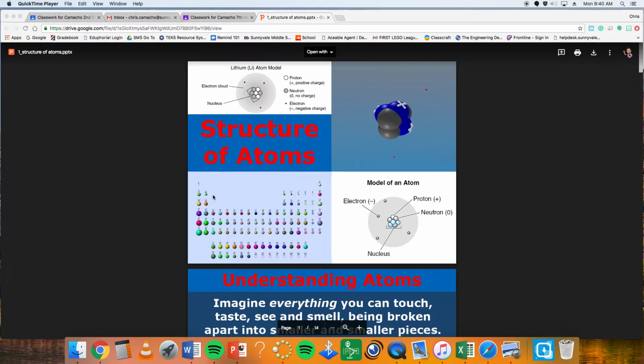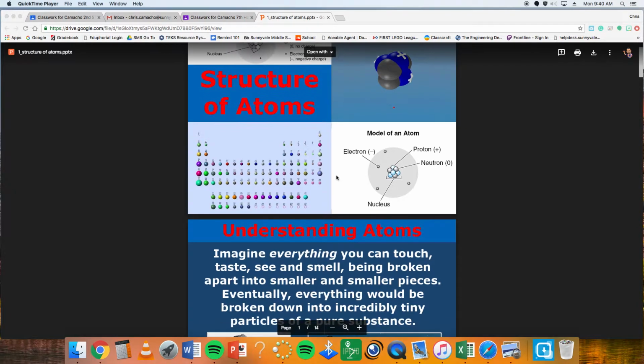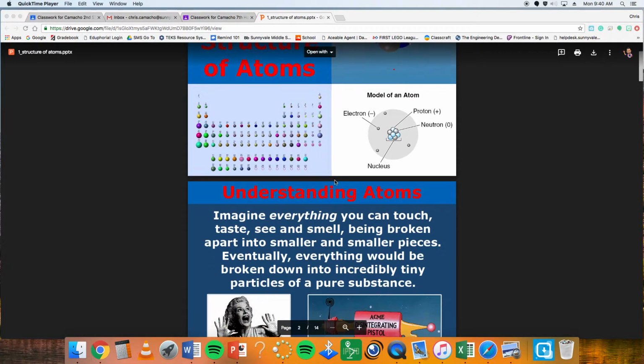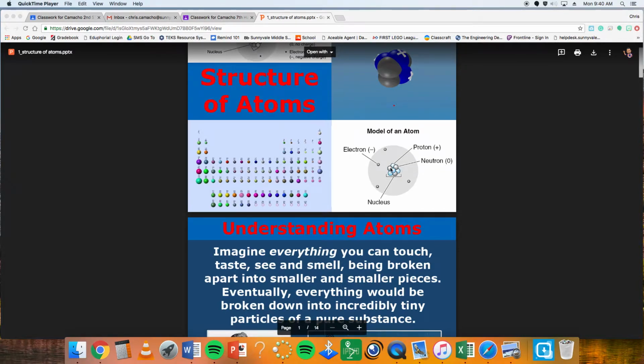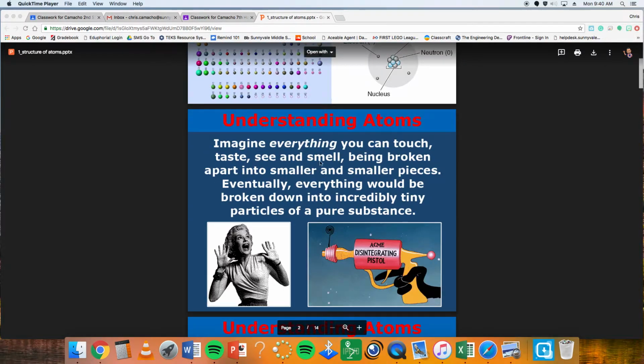You can't really tell too much, but this is kind of what it looks like from a Bohr diagram. You can see the nucleus here. You've got your protons and neutrons in the nucleus and your electrons on the outside in the electron cloud. Okay, so let's roll down. And again, this is a model of lithium. No, it's not. This is going to be beryllium. Model of beryllium.